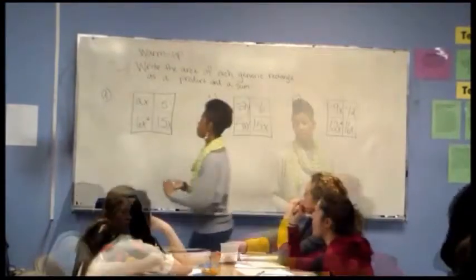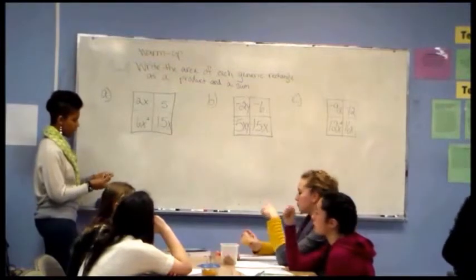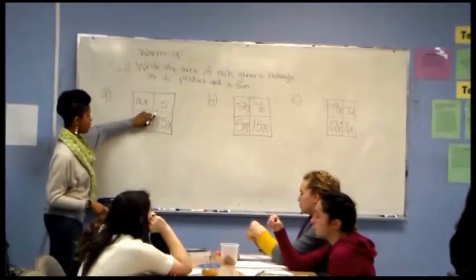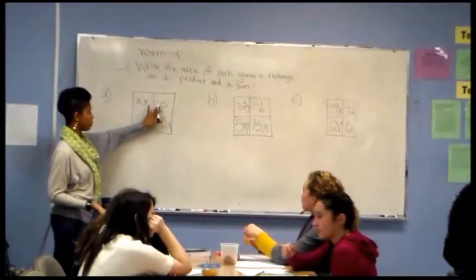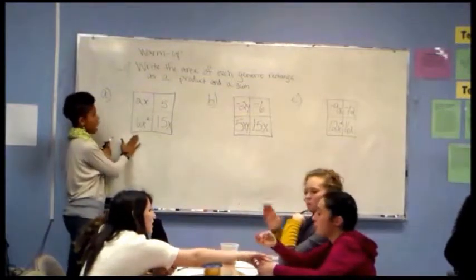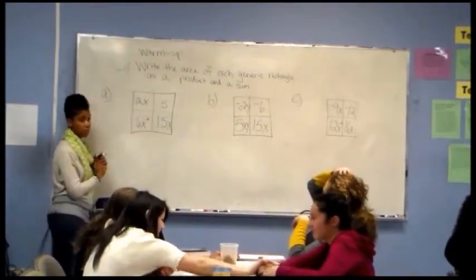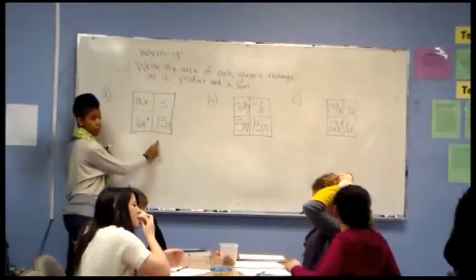So let's start with A. We're going to write this as a product and a sum. The inside of the square, this is going to give you your sum, right? So if you add them all up, you'll have the sum, the area of this rectangle. How do we go about finding the product? How do we go about finding the length and the width of this rectangle?